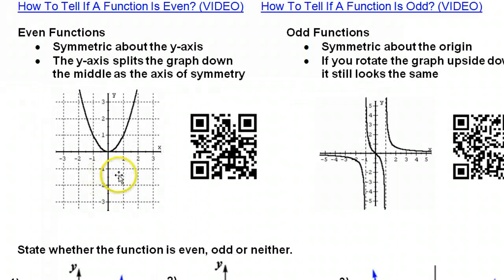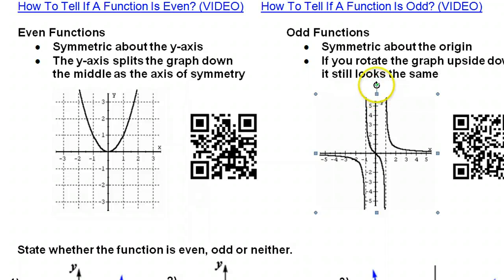Alright, well, looking back at old lessons, please remember that a function has even symmetry if it has y-axis symmetry. If the y-axis splits it right down the middle, mirror image on the left and right, that's an even function. On the other hand, it will have odd symmetry if it has rotational symmetry about the origin.